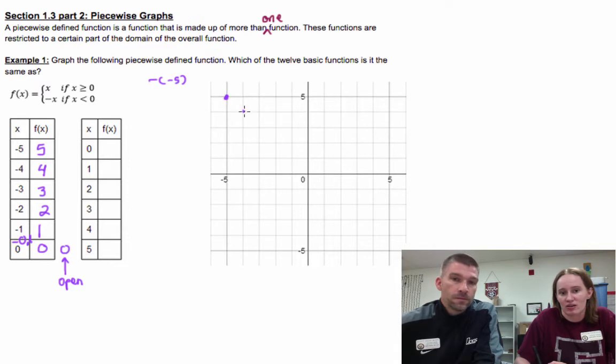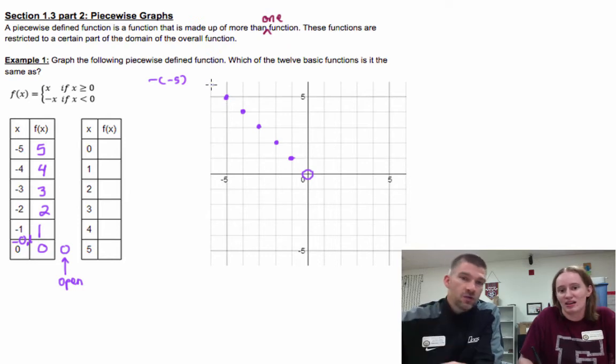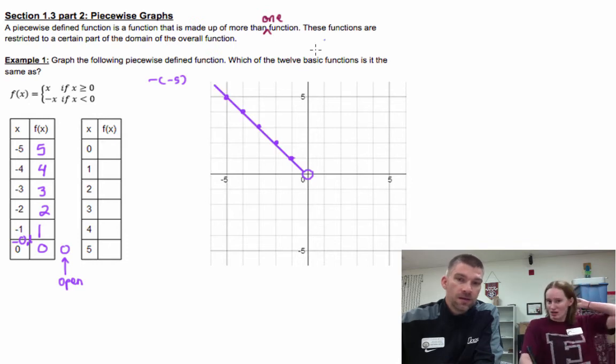Okay, so let's go ahead and graph this. Keep going. Open circle. And I want to draw a straight line.